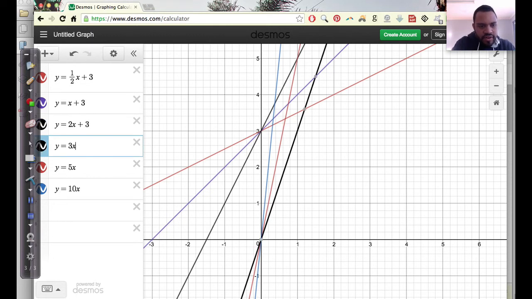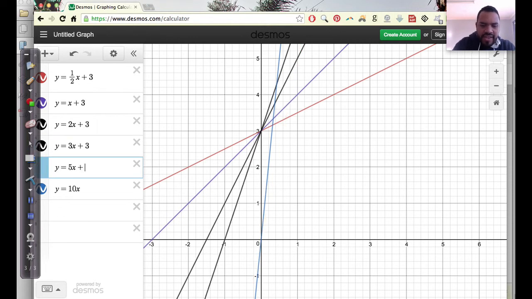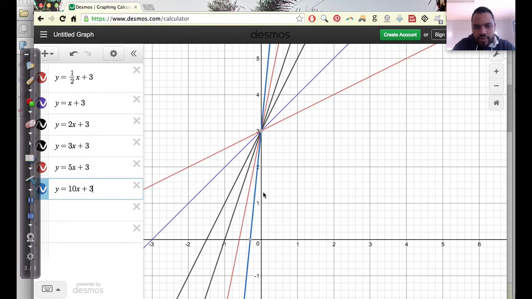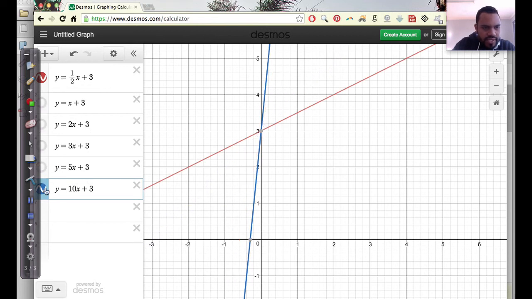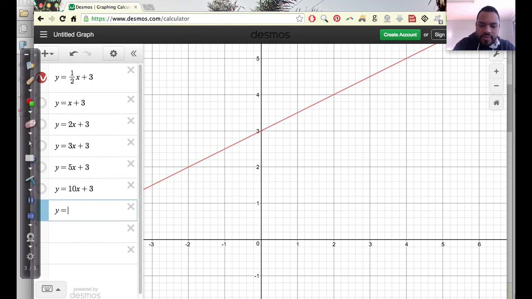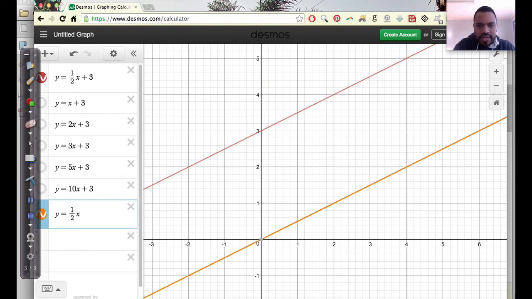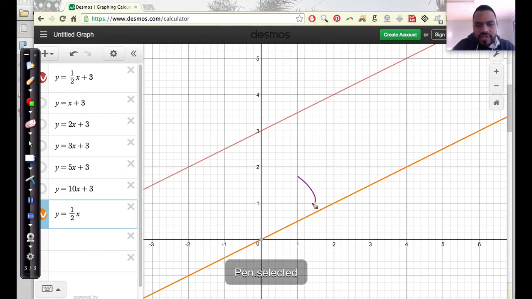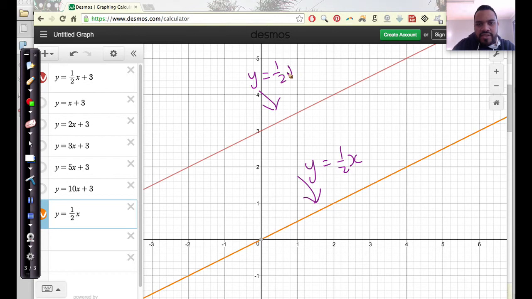Do you see where this graph is? This one, 3x, plus 3, 5x plus 3, and 10x plus 3. So it used to be a graph all the way down here. The gradient didn't change. The incline didn't change. Let's just switch a few of these off and put down y equals a half x. So this is y equals a half x, and this is the graph of y equals a half x plus 3.